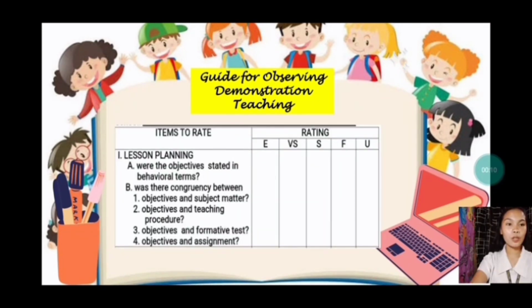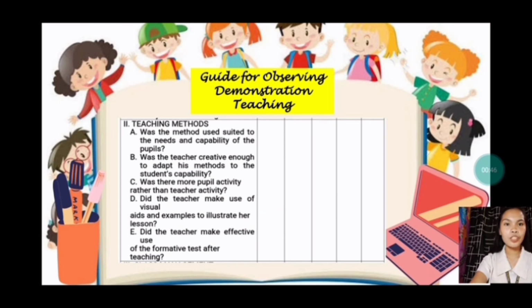Here is the guide for observing demonstration teaching. We have the items to rate and the rating, which is the E, VS, S, F, and U. So the first item to rate is the lesson planning. It includes A, were the objectives stated in behavioral terms? B, was there congruency between objectives and subject matter, objectives and teaching procedure, objectives and formative test, and then objectives and assignment.